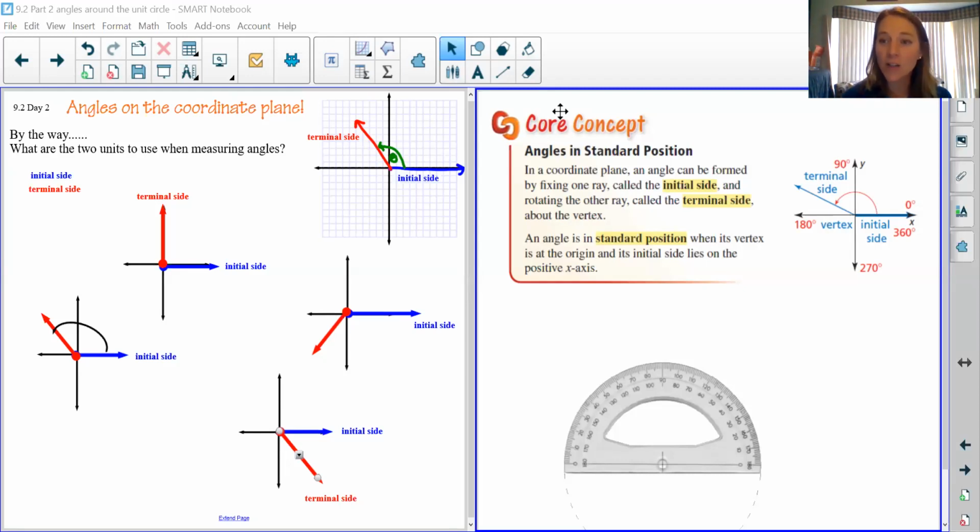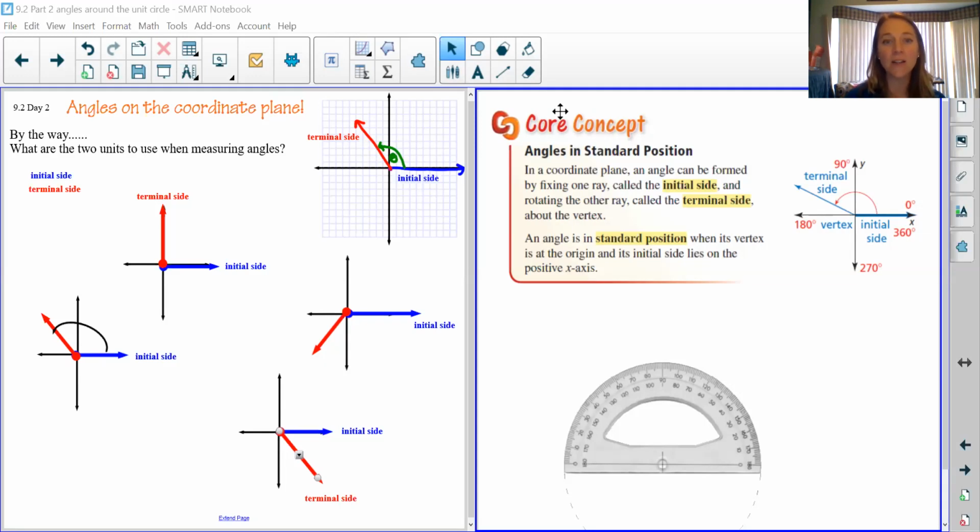So in 9-1 we started talking about triangles, right triangle trigonometry, where we had angles inside of these triangles. And then in 9-2 part 1, we learned that there's a whole other way to measure an angle, not just degrees, but we also have something called a radian. And so we focused on what a radian is and doing conversions.